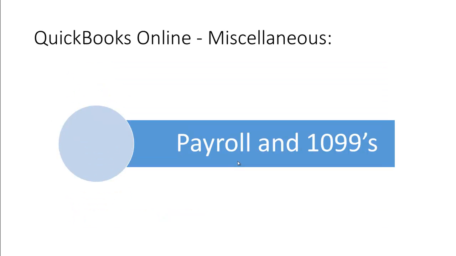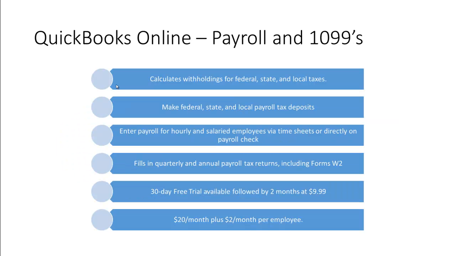For those of you who have employees in your operation and or vendors to whom you need to issue 1099s, QuickBooks will help you handle this. QuickBooks will help you calculate withholdings for federal, state, and local payroll taxes. It will also help you make your federal, state, and local payroll tax deposits. Many of you who have employees are now making your tax deposits either through the electronic federal tax payment system with the IRS, Georgia Tax Center with the state of Georgia, or another state agency.